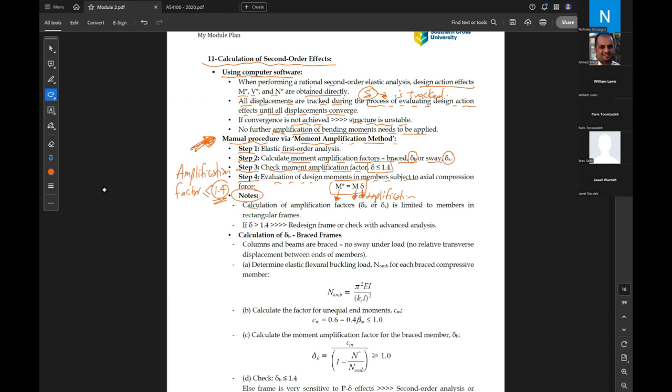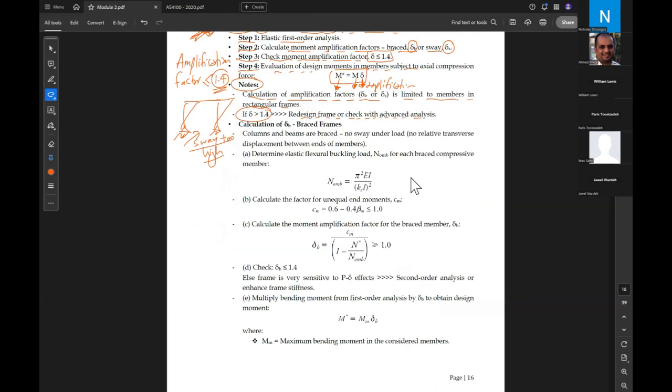We have some notes. Calculation of the amplification factor is limited to members in rectangular frames, so this method is only for rectangular frames. If delta is more than 1.4, the frame needs to be redesigned because this means that the sway effect on this member is too high. So you need to redesign or use a different method.